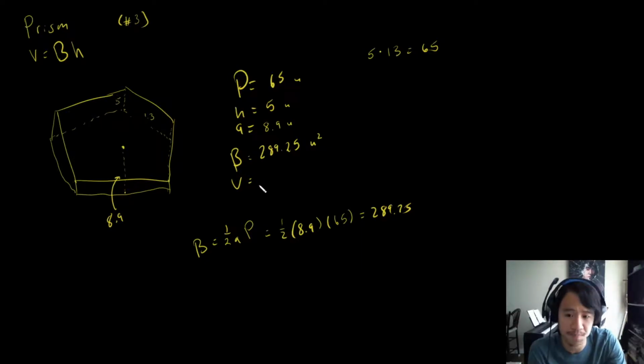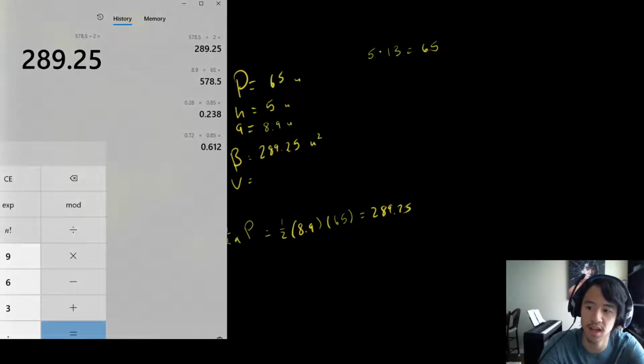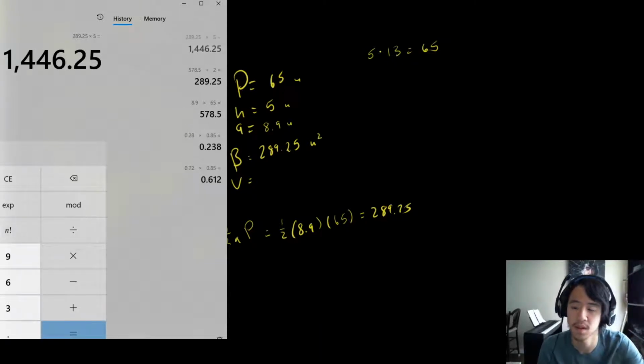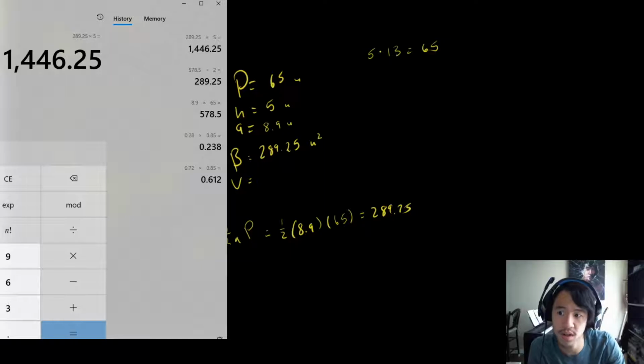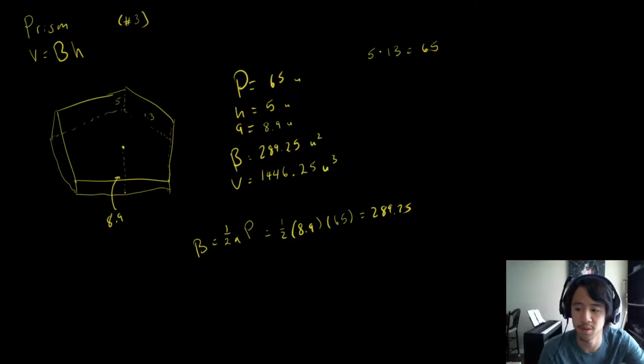of the base. Now the volume is the area of the base times the height. So let's go ahead and get our calculator out again. And it's going to be 289.25 times 5. So this is going to be our volume, 1,446.25 units cubed. So let's go ahead and move on to number 5.